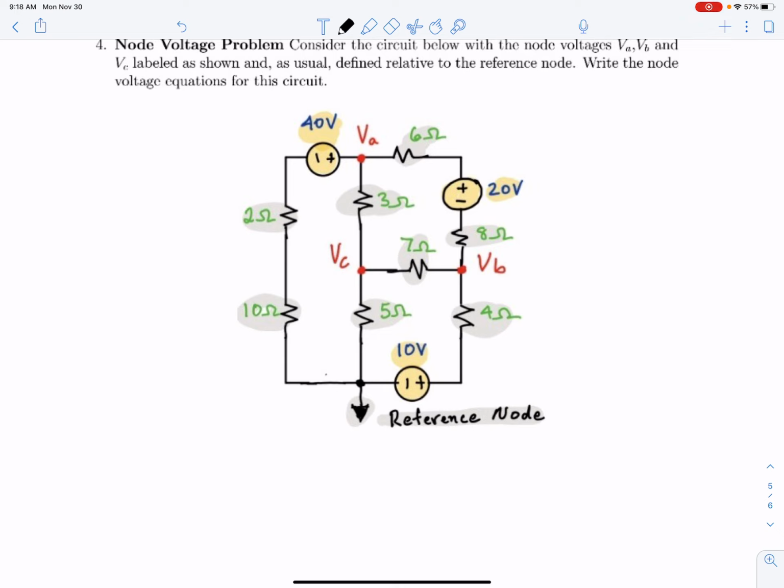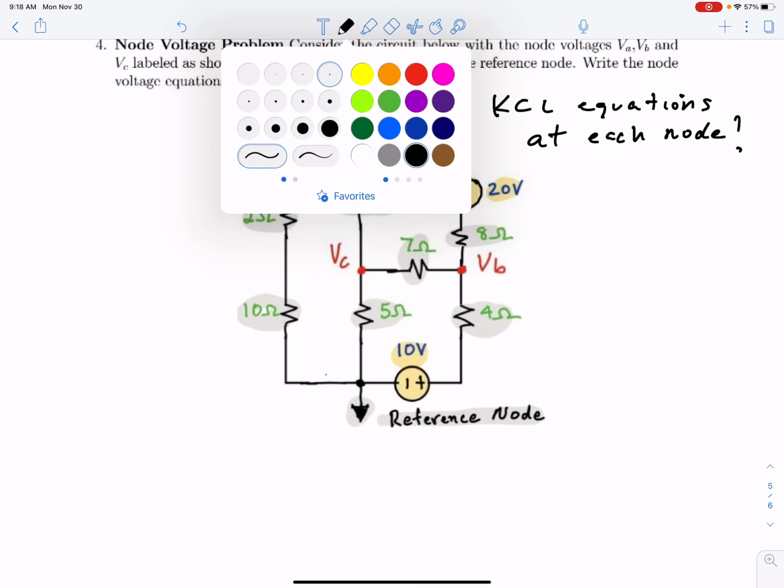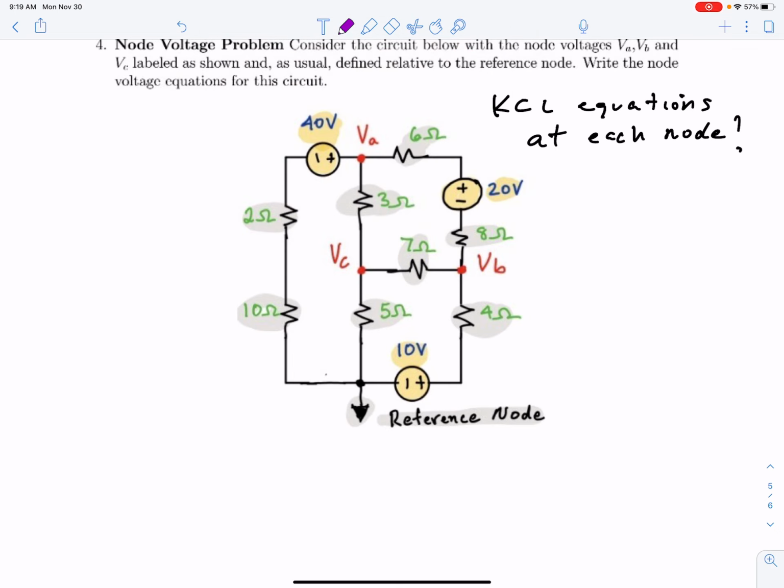So what we do here is we write KCL equations at each node. Let me write that down. Okay, so let's consider node VA first. The way I work this is I put all the currents coming out of the node. Here's a current I1, here's another current coming out of the node I2, and here's a third current coming out of the node I3. So we've taken care of all the currents coming out of node VA.